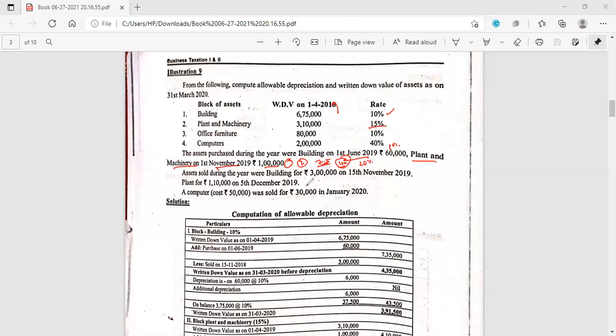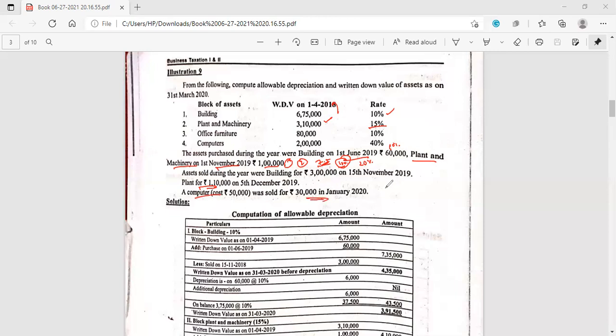And then further they have given assets sold during the year were building for rupees 3 lakh on 15th November 2019, fine. Plant for 1 lakh 10,000 on 5th December 2019. We have to be careful here. 1 lakh 10,000 they have given, but the opening value is 3 lakh 10,000. Then computer costing rupees 50,000 was sold for rupees 30,000.